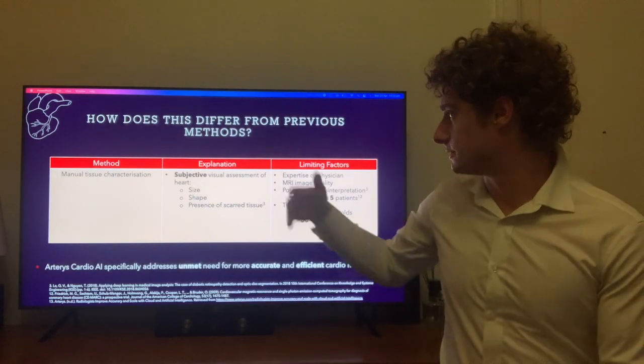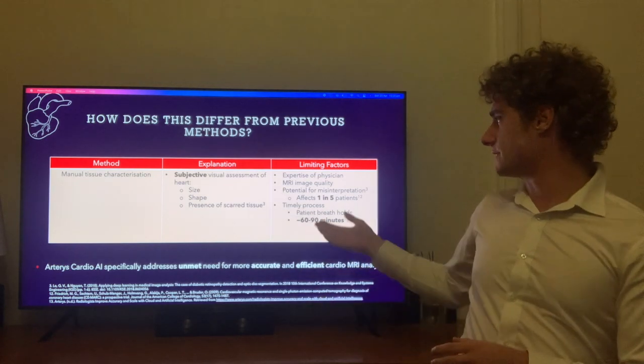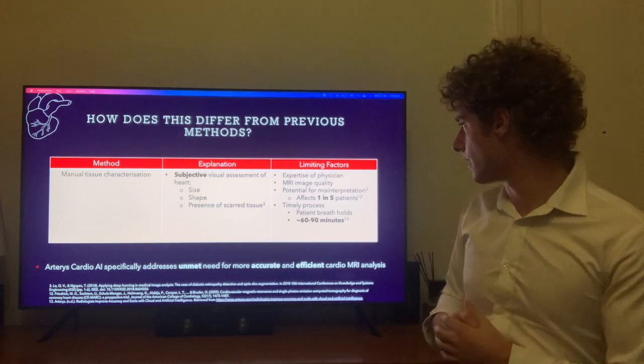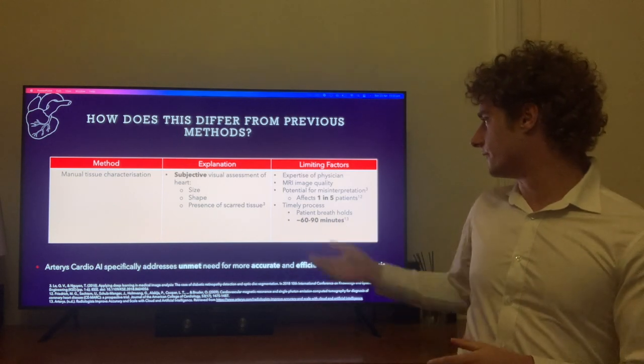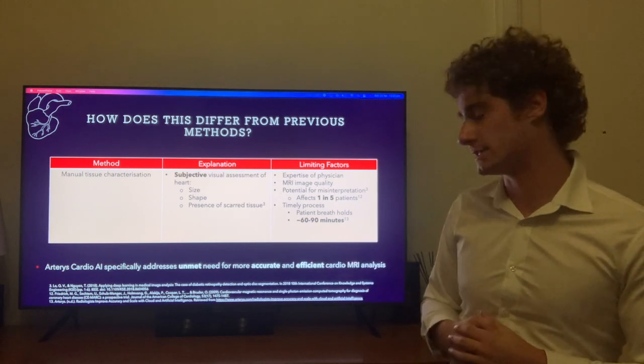Now, this can be generalized as manual tissue characterization, which is often subjective and relies heavily on the expertise of the physician and other factors such as the quality of the MRI image. And this opens up the potential for misinterpretation, which, as you can see here, affects 1 in 5 patients.